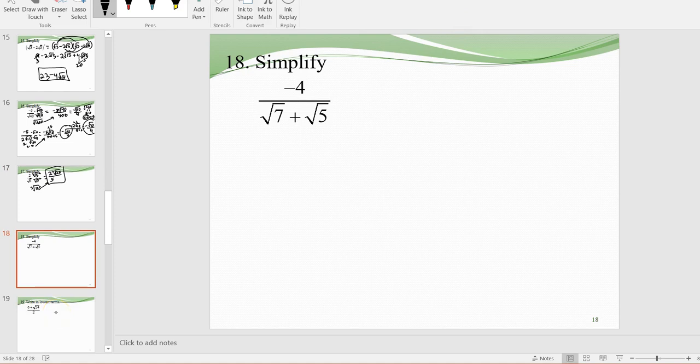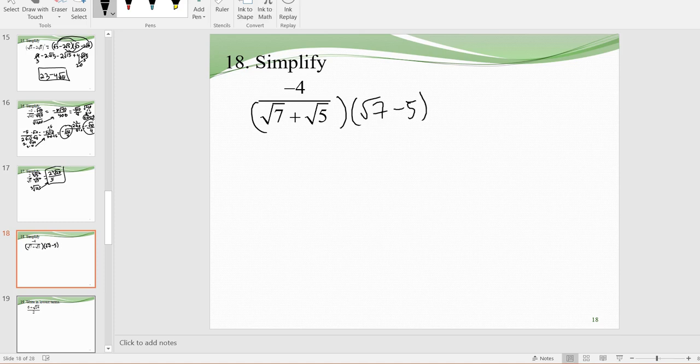How do we deal with this? Well, a lot of people want to just multiply it by root 5. That will not work because this will distribute to both, and they won't all disappear. This is one where we have to use option 2, which is to multiply by the conjugate. So the square root of 7 plus 5 times the square root of 7 minus 5.